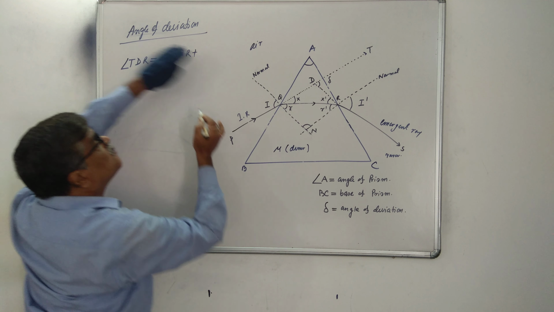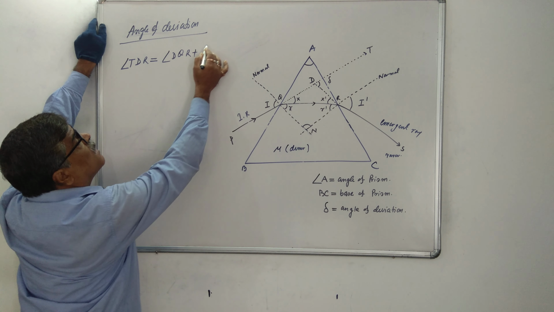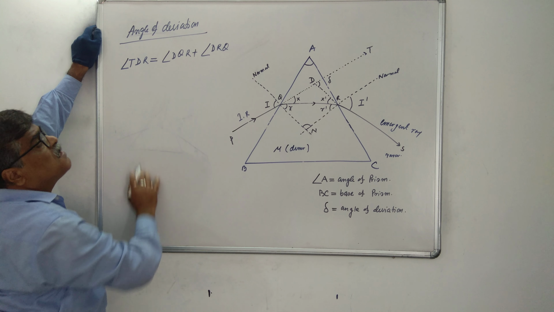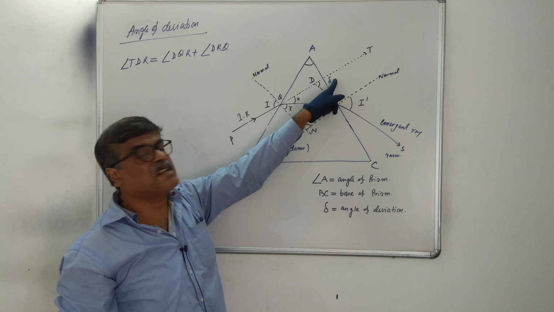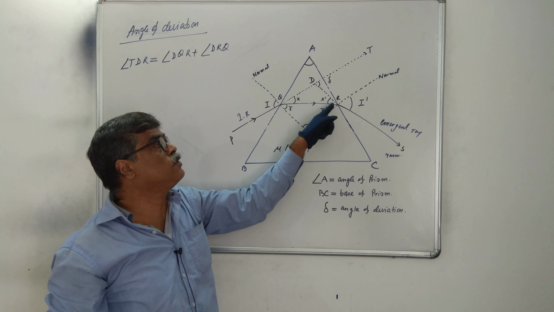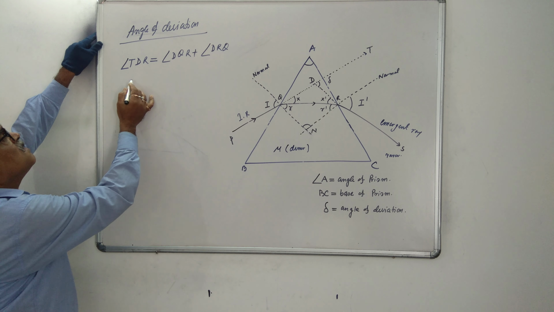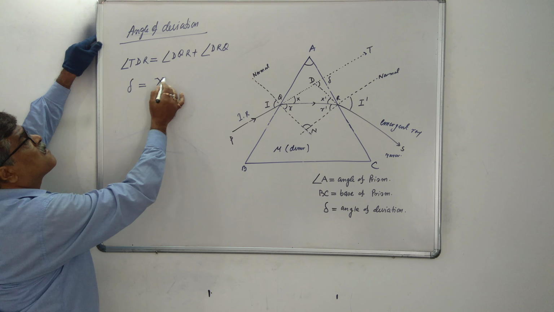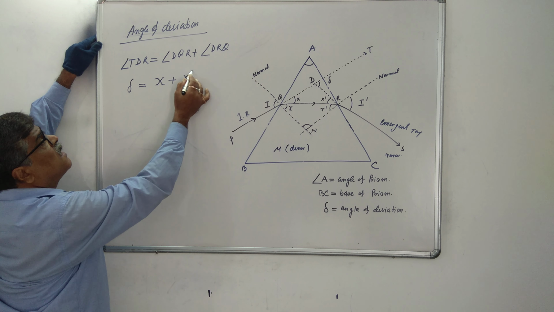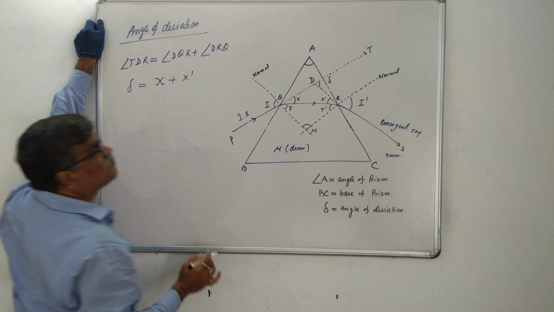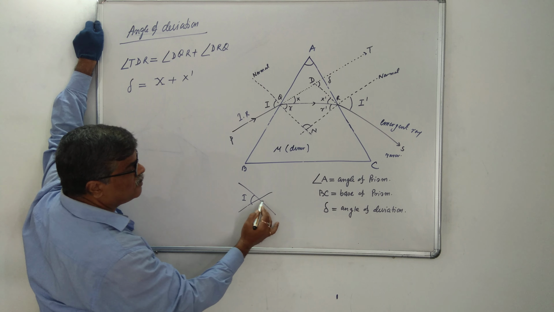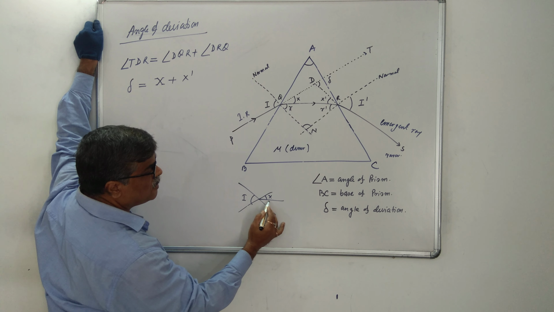Angle DQR plus angle DRQ. That is, the exterior angle is equal to the sum of the two interior angles. Now this is the angle of deviation, and this is equal to x, and this is considered as x dash. Now from alternate angles, this is i, this is x, this is r.